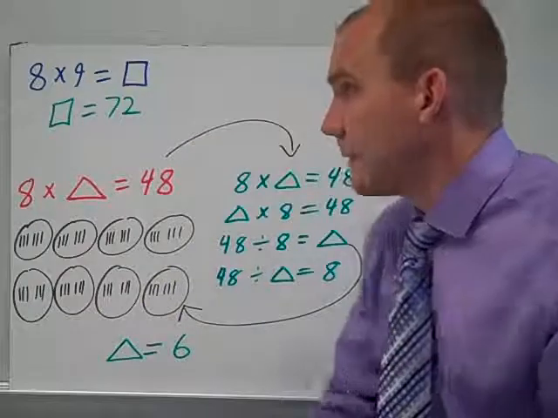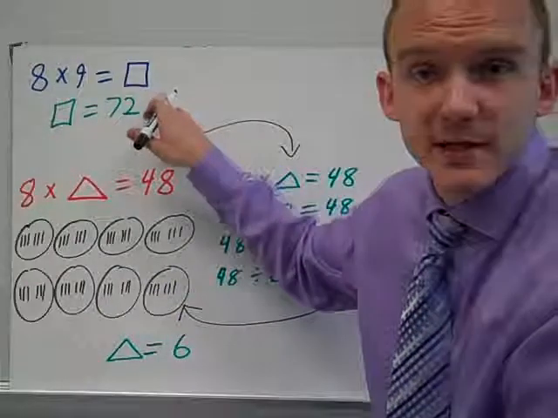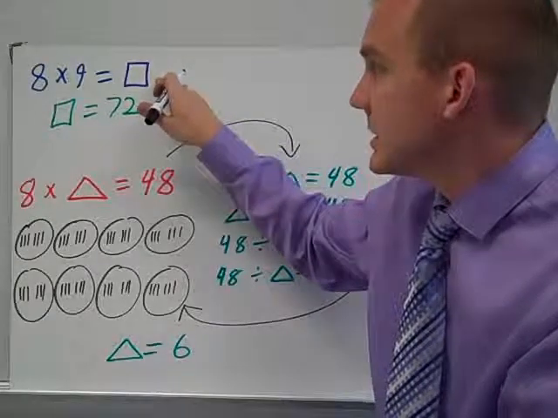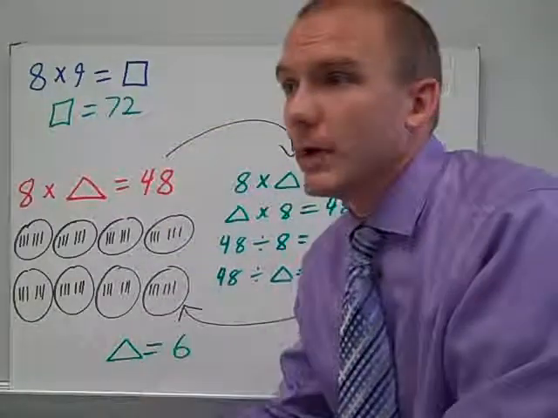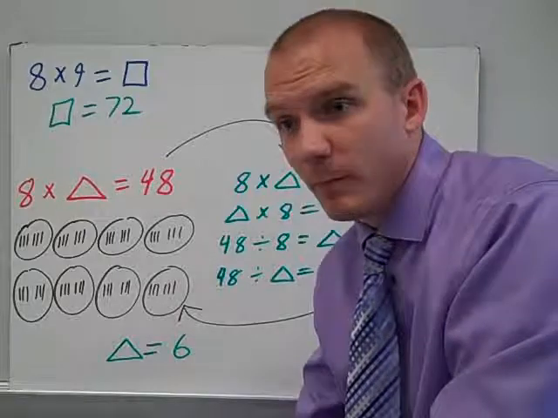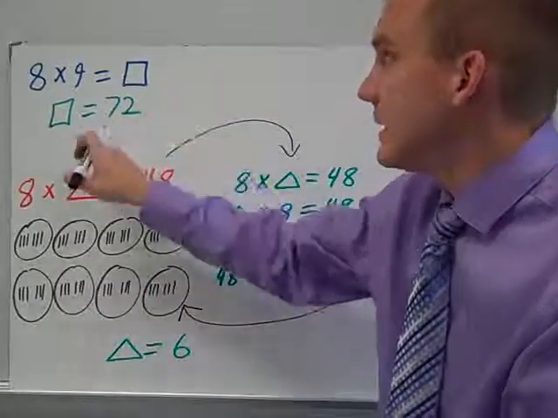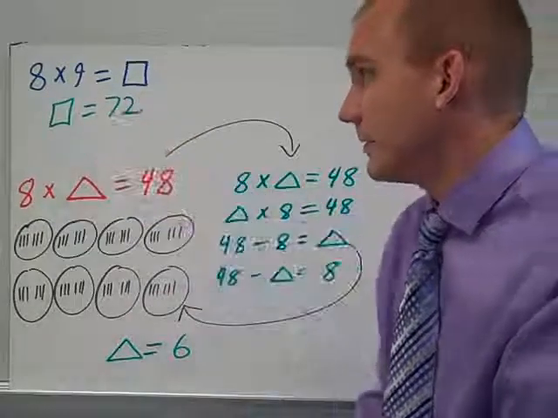Let's look at an example. You want to get it to this point, 8 times 9 equals square. Okay, now I just need to know what 8 times 9 is. I can draw an array. I might just know my multiplication fact. I can solve this pretty quickly. 8 times 9, well, that's 72, so square is 72.